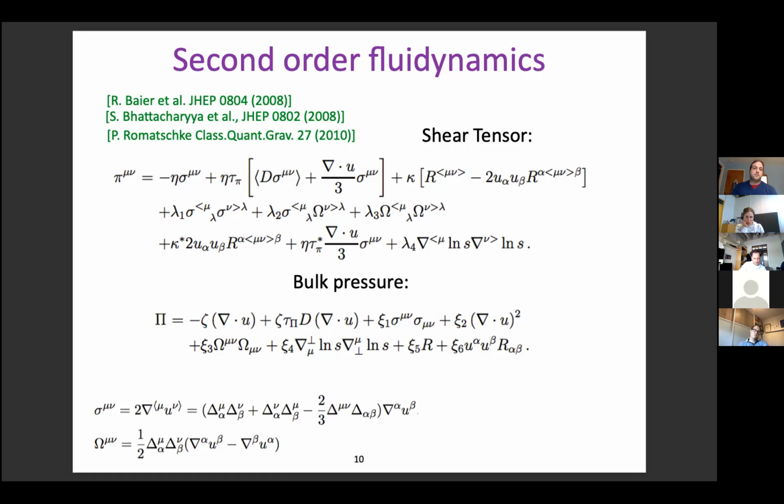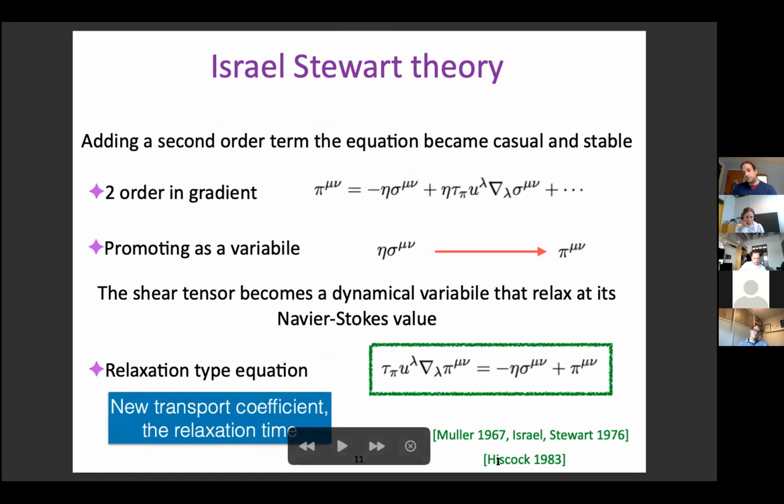And the idea was already pointed out in the 60s and 70s. You have this gradient expansion where pi mu nu is equal to the first order gradient plus a correction of higher order, and one promotes these second order variables, sigma mu nu, to a dynamical variable, called pi mu nu. In doing that, you neglect higher order gradients, so third order gradients in the gradient expansion. If you allow this counting, it's a legitimate operation.